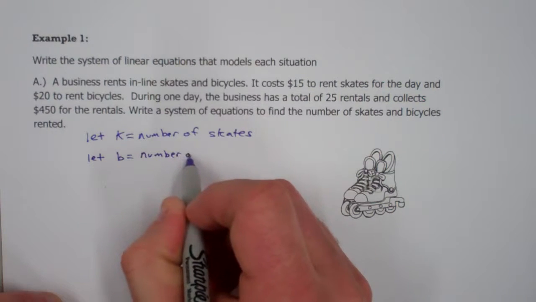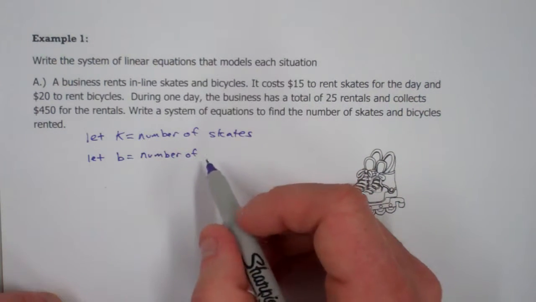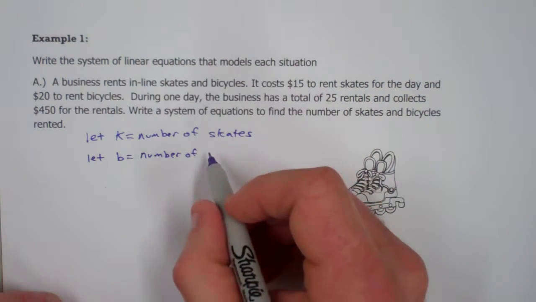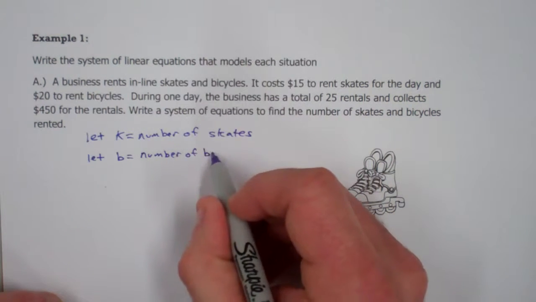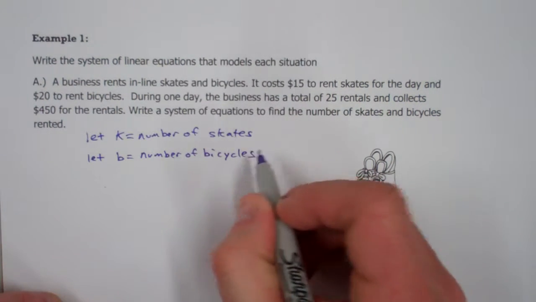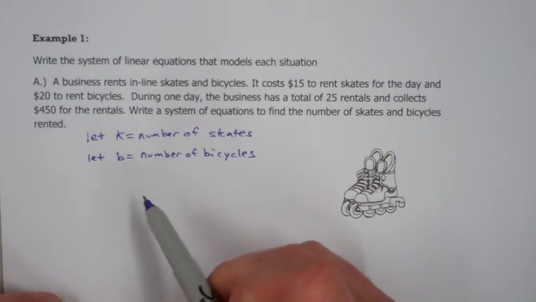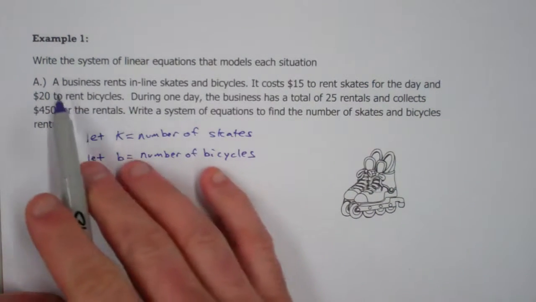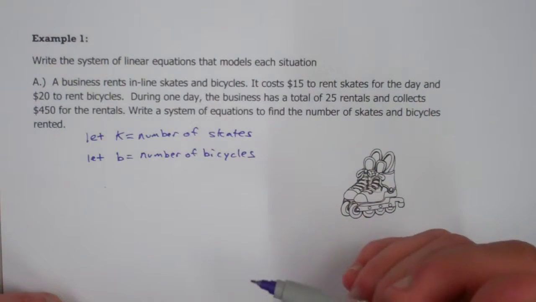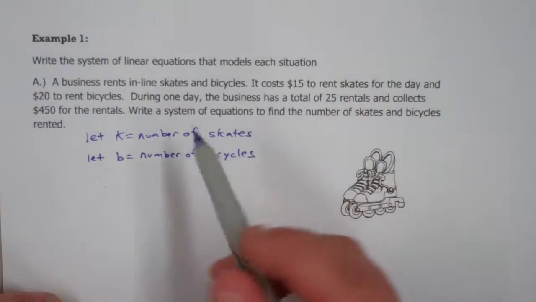You can really pick any two variables. I like to pick variables, though, that remind me of what they mean in the context of the problem. You could very easily have picked x and y, or a and b, or really whatever. But let's go with k and b. Now let's read the rest of the problem from the start, and we'll see what information we've got.